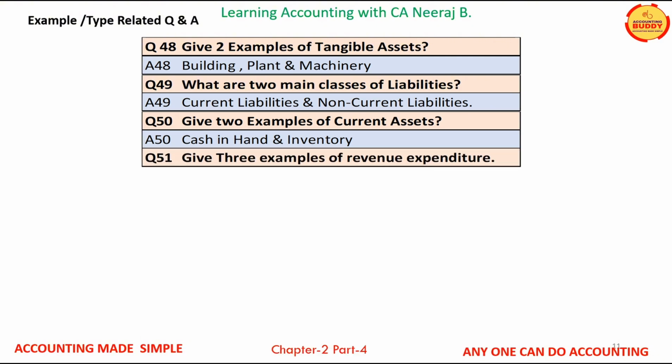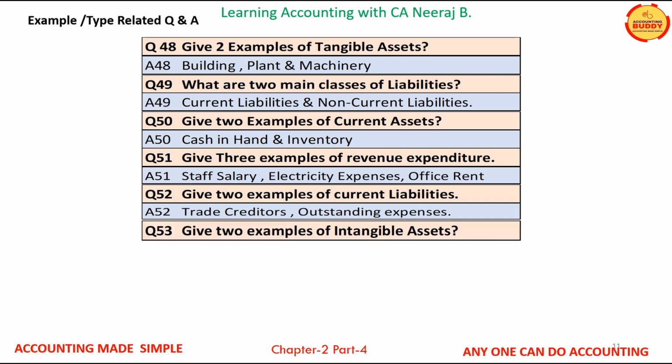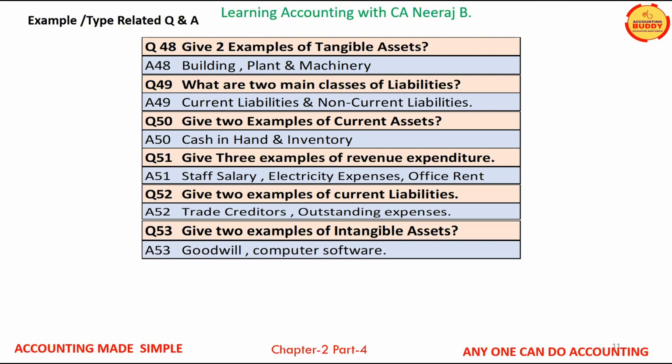Question number 51. Give 3 examples of revenue expenditure. Super easy: staff salary, electricity expenses and office rent. Question number 52. Give two examples of current liabilities. Trade creditors and outstanding expenses are examples of current liabilities. Question number 53. Give two examples of intangible assets. Goodwill and computer software are examples of intangible assets.